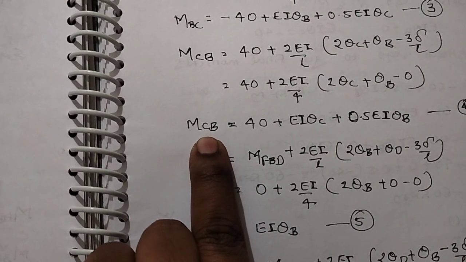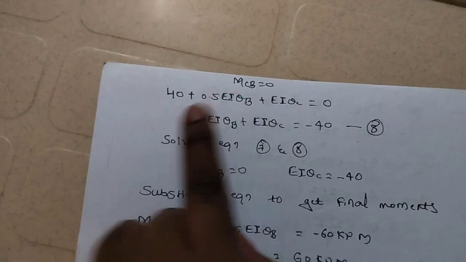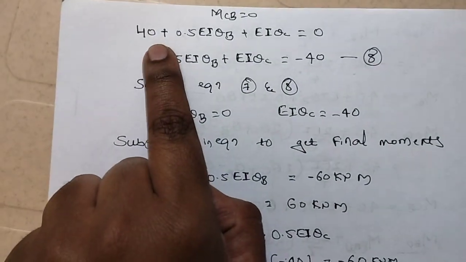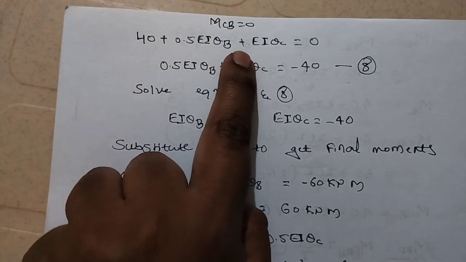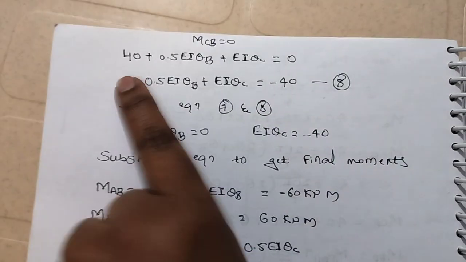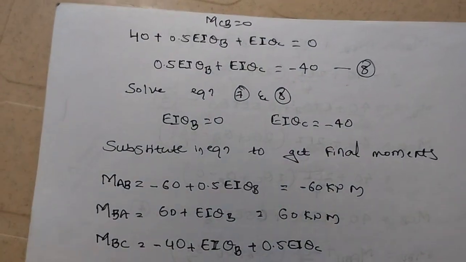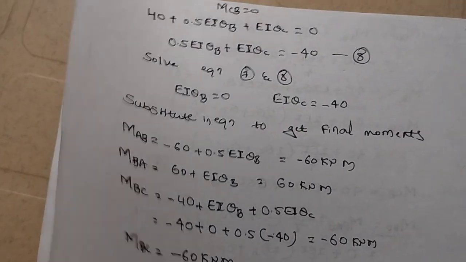Now I will equate this MCB value equal to 0. So what is the equation now? 40 plus 0.5 EI theta B plus EI theta C is equal to 0. If I take 40 to that side, that is minus 40. This is equation number 8. So I will solve equation number 8 and equation number 7.